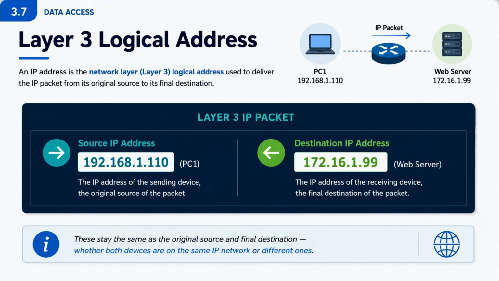An IP address is the Layer 3 logical address that gets a packet from its true original source to its true final destination. Walk the example on screen. BigC1's source IP and the web server's destination IP stay exactly the same throughout the trip, regardless of how many networks or routers the packet crosses.